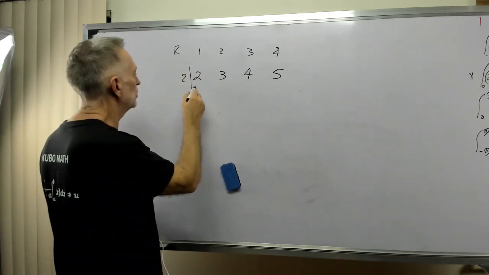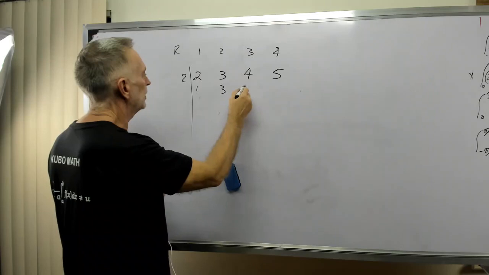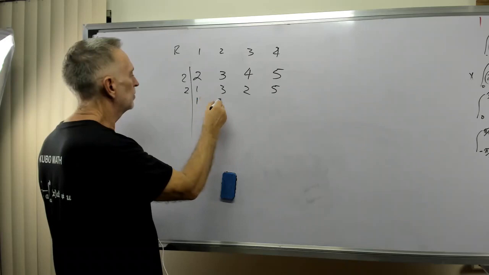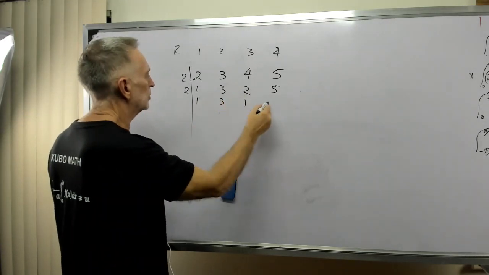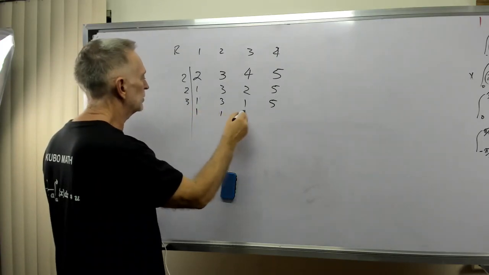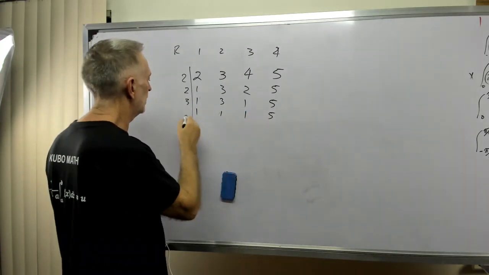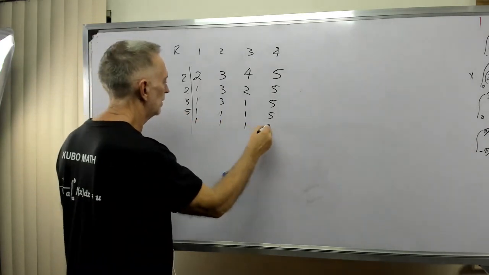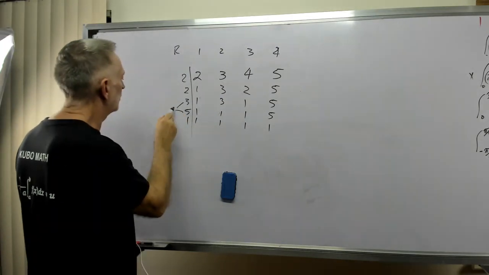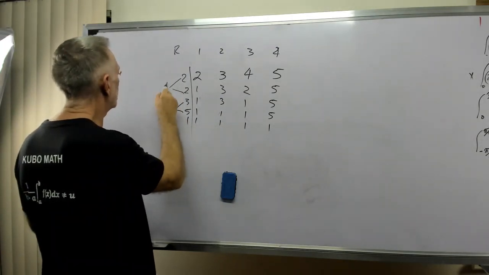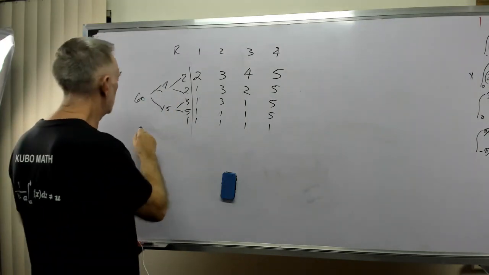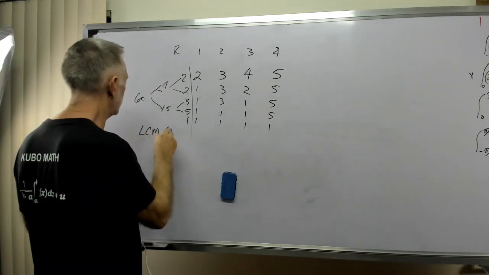Well, let's divide by 2. 1 times 2 is 2. Bring the 3 down. 2 times 2 is 4. Bring the 5 down. Let's get rid of the 2 again. Bring the 3 down. 1 times 2 is 2. Bring the 5 down. All right, let's get rid of the 3. 1 times 3 is 3. Bring the 1 down. Bring the 5 down. Let's get rid of the 5. Bring the 1 over. All right. 5 times 3 is 15. 15 times 4 is 60. So the least common multiple is 60.